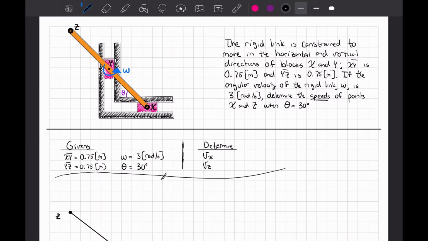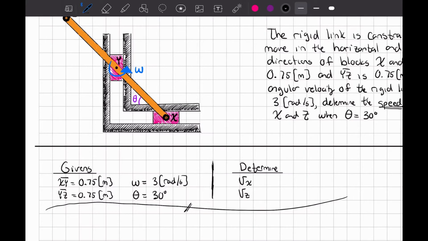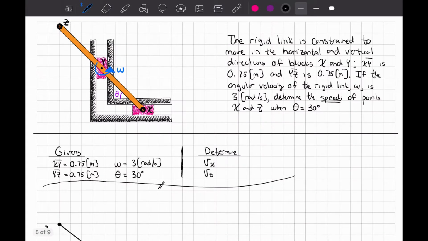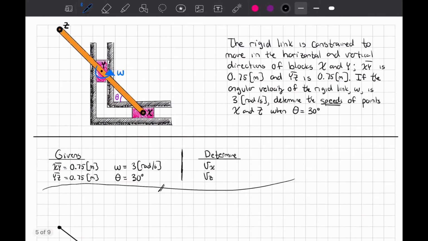theta is 30 degrees. So I went ahead and wrote out our givens. We have x and y, the distance from y to z, as well as omega and theta. We're asked to determine the speeds of x and z. Okay, so as I said before, this is going to be an instantaneous center of zero velocity problem.